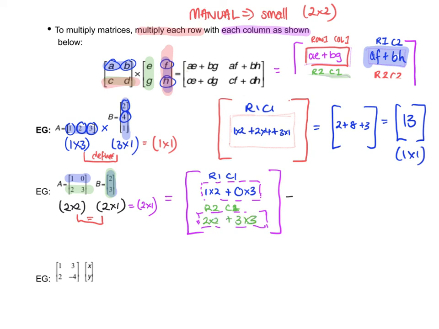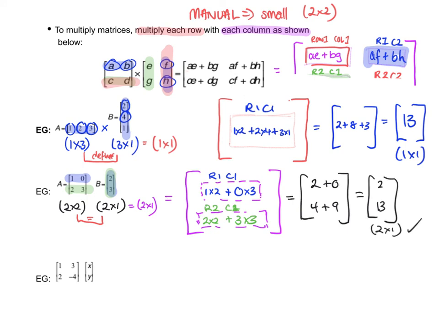So then just tidy all that up. It's actually 2 plus 0 and 4 plus 9. So I can still add them. So I've got 2 and 13. And I double check, that's a 2 by 1. That's what I wanted.